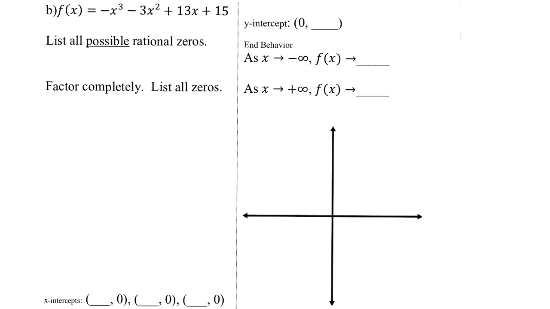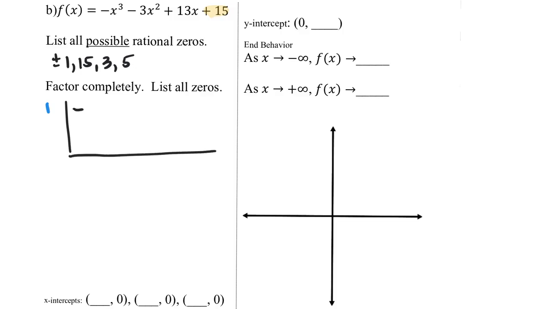Okay, my next polynomial, f of x equals negative x cubed minus 3x squared plus 13x plus 15. Possible zeros. Well, let's look at the 15. Let's see, it could be 1 and 15, 3 times 5. It could be any of these numbers. Just like always, I check the easiest ones first, which you don't have to, but I like to. I'm going to try 1.